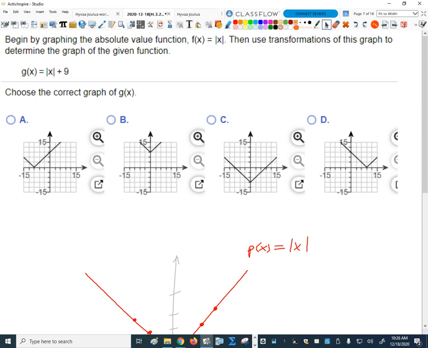So which of these would make sense then, Adelaide? If g of x is the absolute value of x plus 9, which one, A, B, C, or D, would be the one that makes sense for our graph? I can tell you're going to say it. You almost said it.